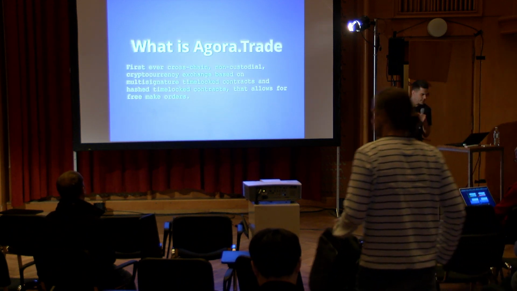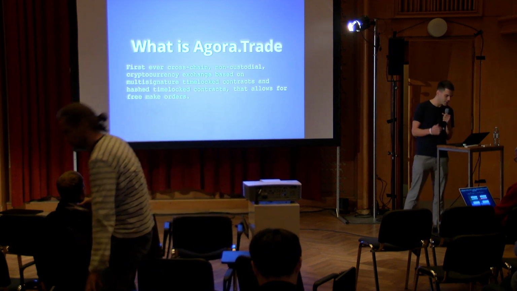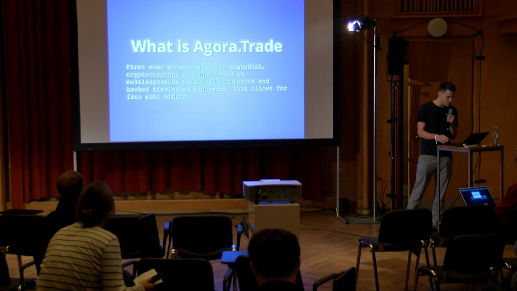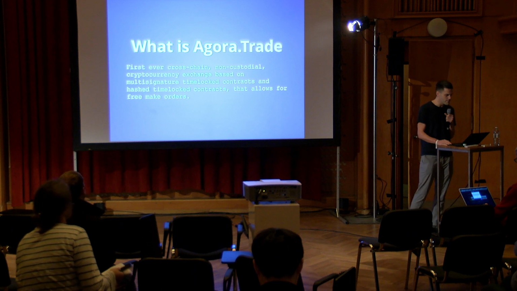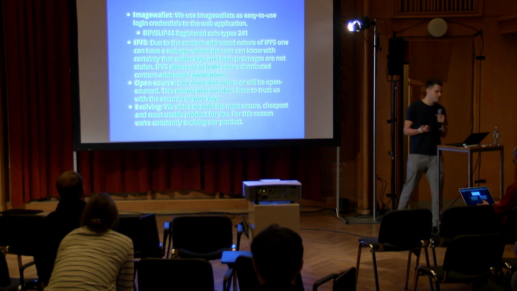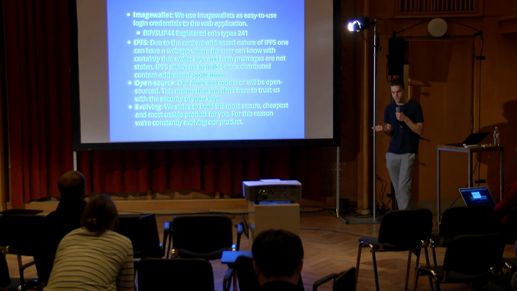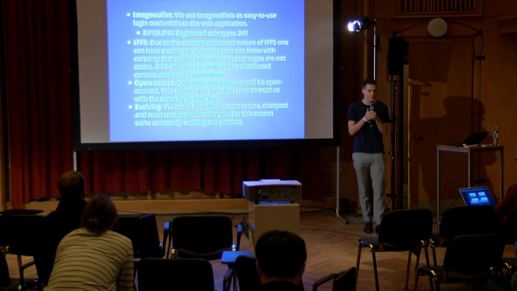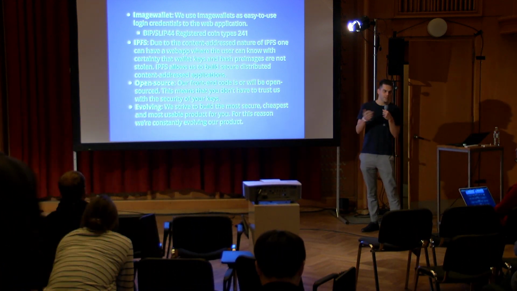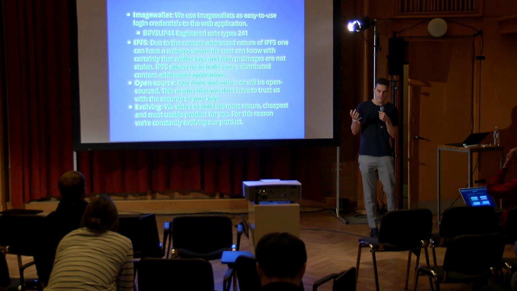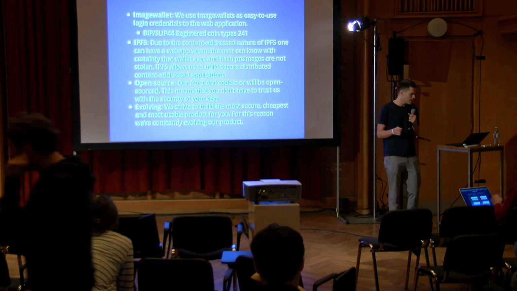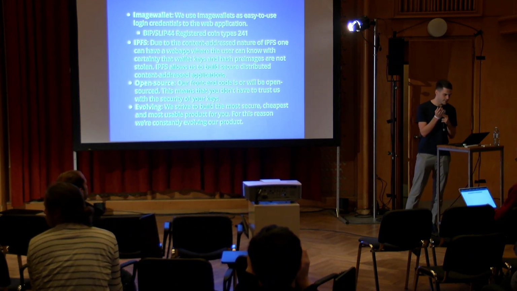So what is Agora.Trade? Agora.Trade is the first ever cross-chain non-custodial cryptocurrency exchange based on multi-signature time-locked contracts and hash time-locked contracts that allows for free make orders. So four crucial parts. We build upon Image Wallet, which we use essentially as a custodian solution. If you have a non-custodial exchange and you want to trade 10 assets, then in the old traditional way, you would need like 10 wallets, I guess. Image Wallet really simplifies this for us. You just need one wallet and can store all the currencies there.